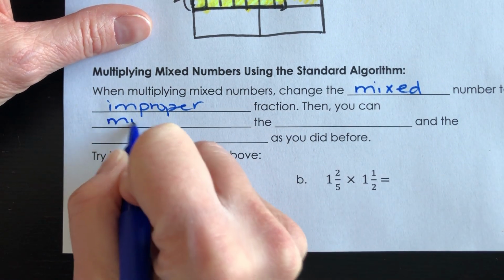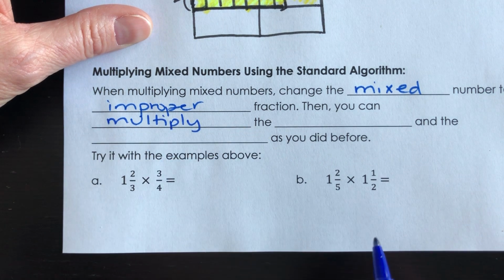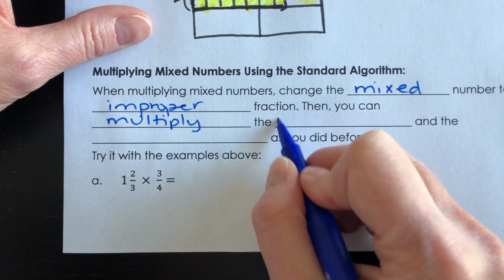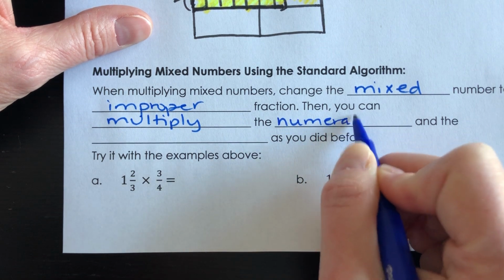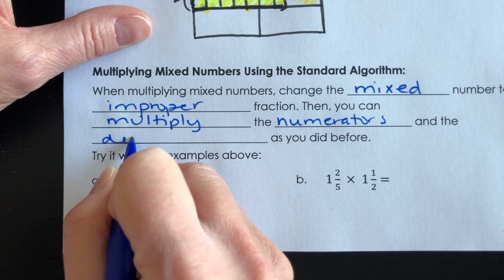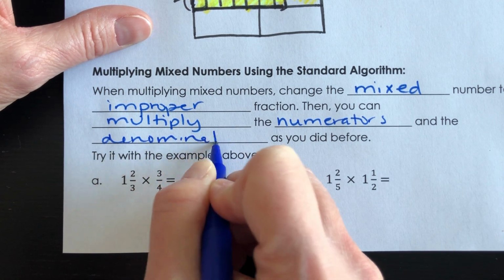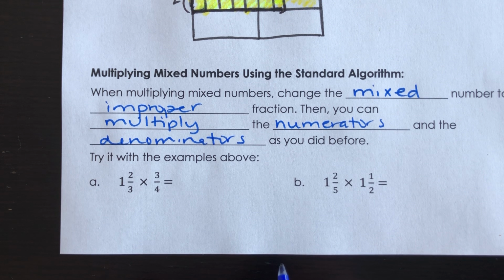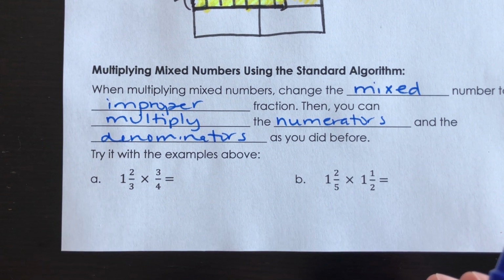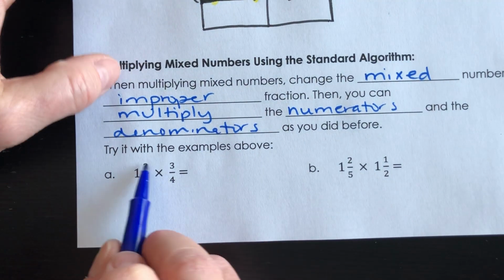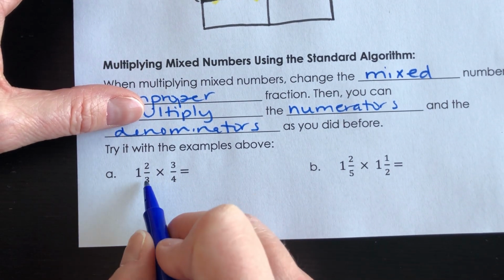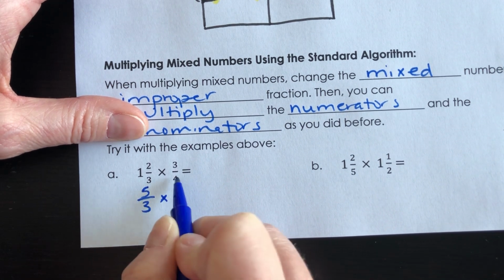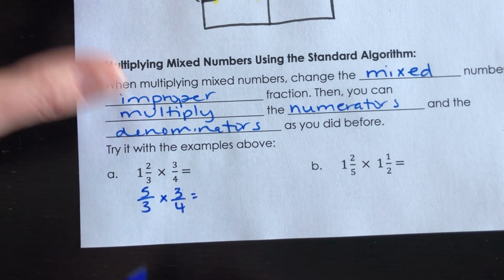Then you can multiply the numerators and the denominators as you did before. I know, it's amazing, right? So when you see problems like this, we're just gonna go ahead and say, okay, I have a mixed number times a fraction. I'm gonna change this to improper. And these are the ones we just did. 3 times 1 is 3 plus 2 is 5/3 times, I don't need to change that, it's already set, 3/4.